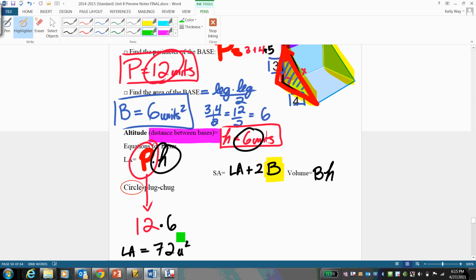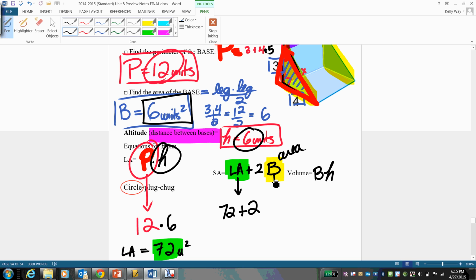Ready? Next one, surface area is the lateral area. So we already have that, 72 plus 2 times the area of the base. Don't forget, capital B always means area. So we bring down that area of the base, which is 6. It's going to be 72 plus 12. So my total wrapping paper area is going to be 84 units squared. That is our surface area.